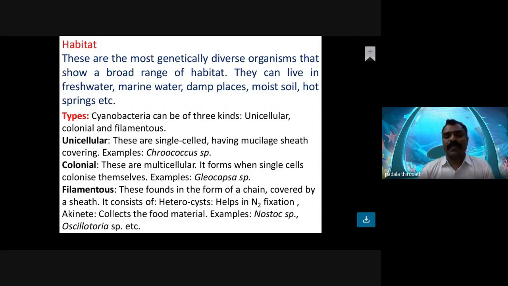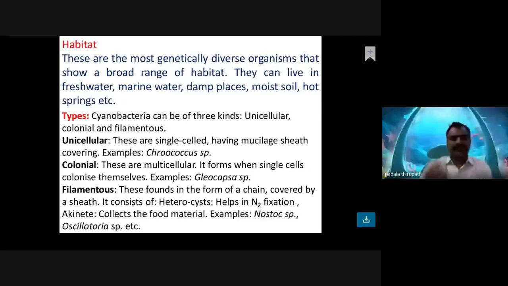So whatever it may be, these types of functions are carried out in this single cell. The best example of a unicellular cyanobacteria member is Chroococcus, and this thallus has a mucilaginous sheath covering the surface of the thallus.